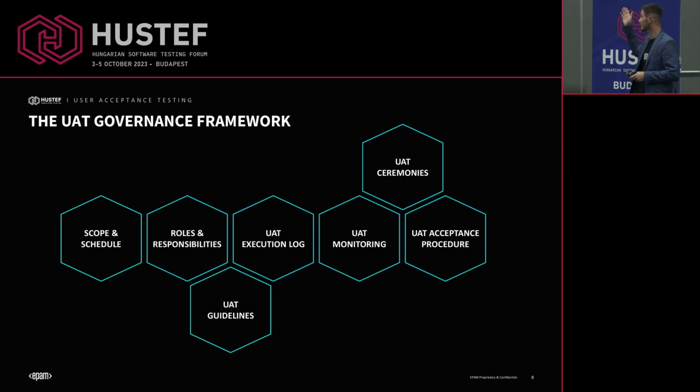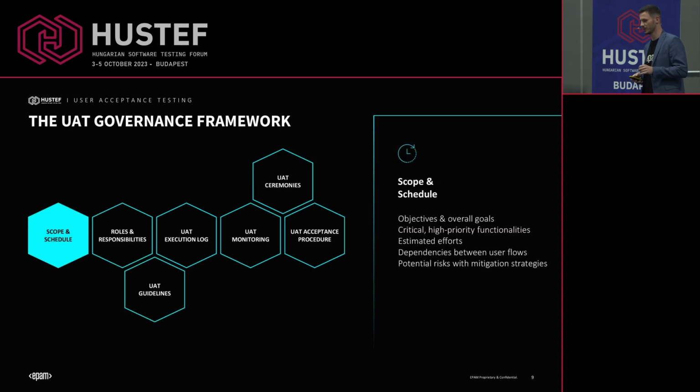The solution lies in the UAT governance framework that I would like to describe for you. The first one starts with the scope and schedule. Scope and schedule, it's really important to align on the objectives and the key functionalities with the client, highlighting the business priority or critical user scenarios that we would like to cover. Also, really important to identify the dependencies in scope and how they can be verified.